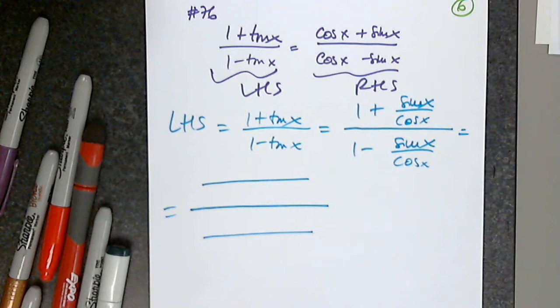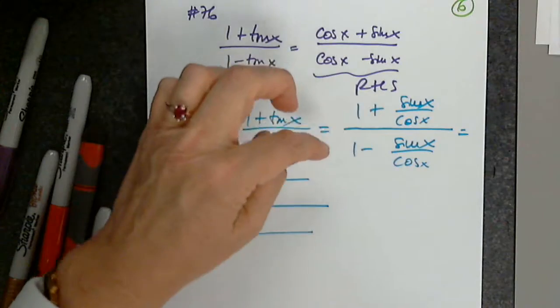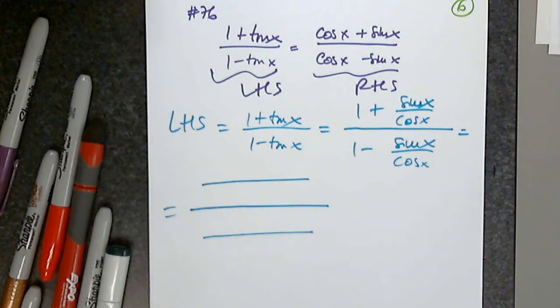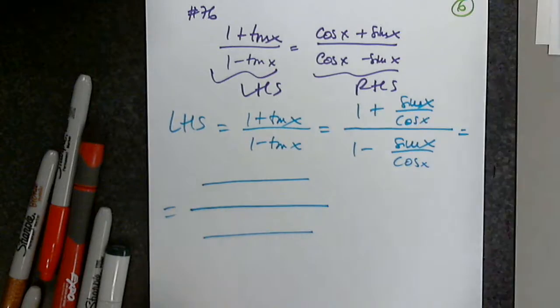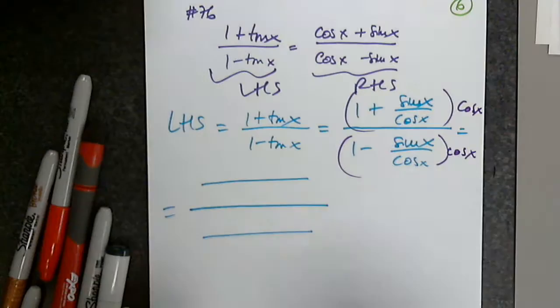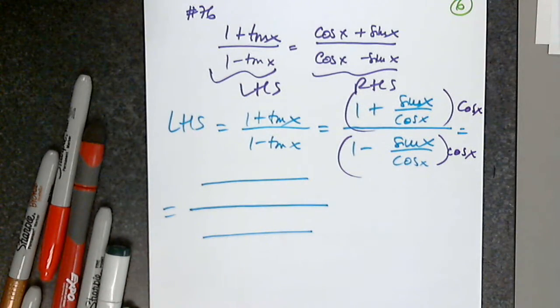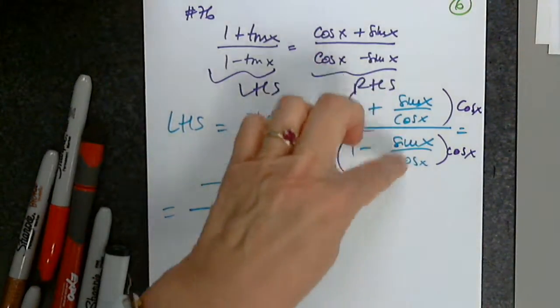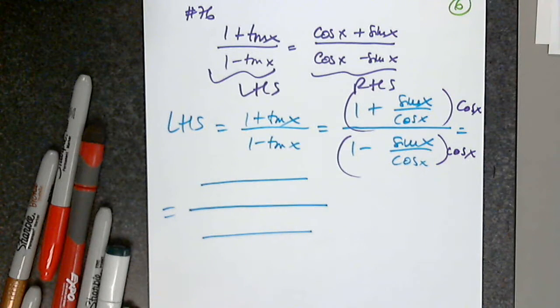Your book also shows the method of multiplying top and bottom by cosine. I'm in agreement with that for this problem, but not when the denominators are different. See, it turns out that the least common denominator here and here are both cosine. And you could say, okay, what if I multiply the top by cosine and multiply the bottom by cosine, which is okay. But if these two are not the same, they're least common denominator, I don't recommend this method. It's up to you, though.